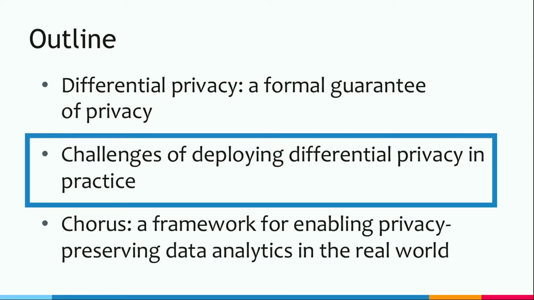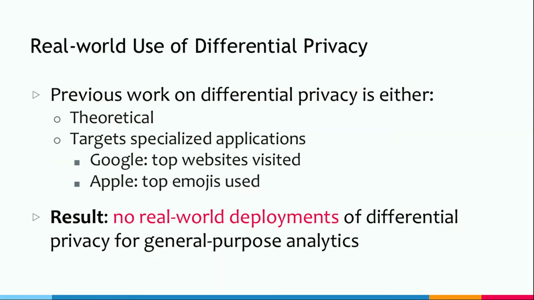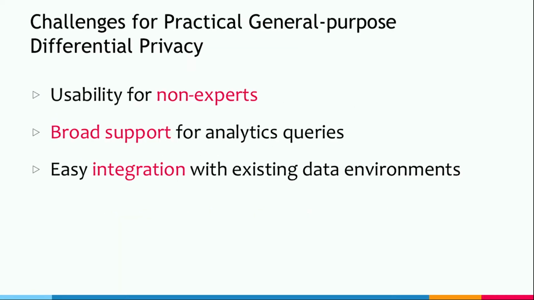Okay, so differential privacy gives you this great guarantee. Why don't people use it more? There's been a ton of theoretical work on differential privacy. We know a lot about what you can do with privacy. And there's been some examples of very specialized systems that are deployed in the real world that have differential privacy. But these are very specialized. If you wanted to apply them to more general analytics tasks, you'd have to rewrite the system. And so the result is there aren't any deployments of differential privacy for general purpose analytics tasks.